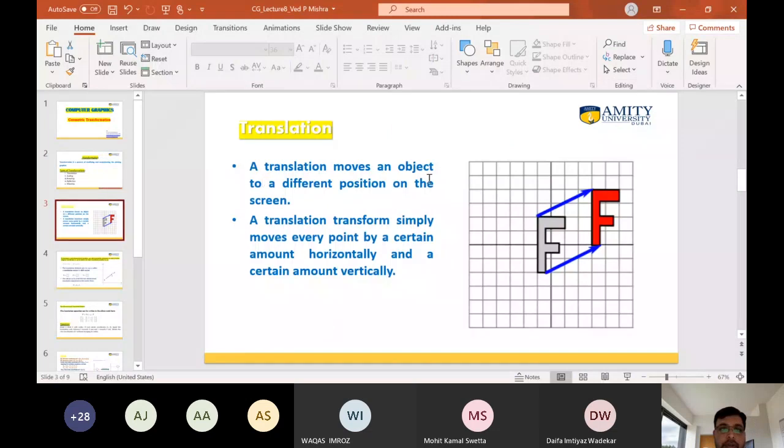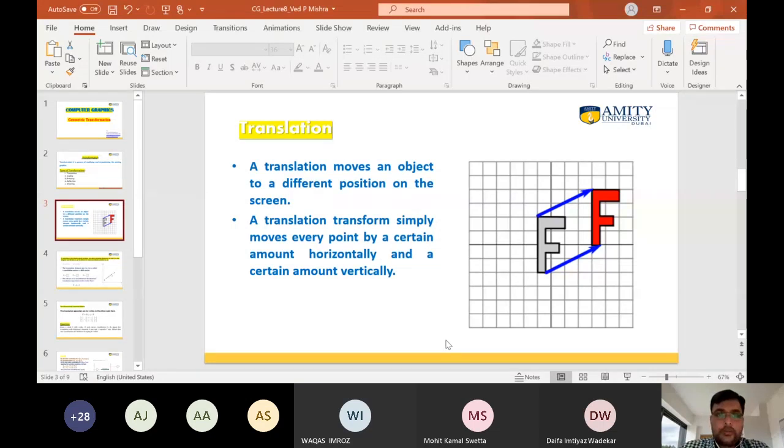Translation means you move the object from one position to another position. You can see here on the right hand side, the alphabet F is being moved from gray color to red color. Is it visible to everyone? So what exactly are you doing? You are moving it from one place to another place.